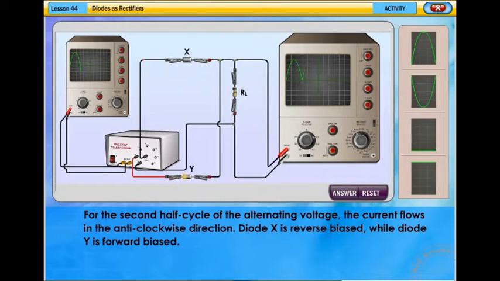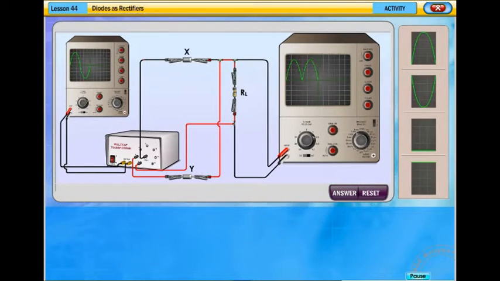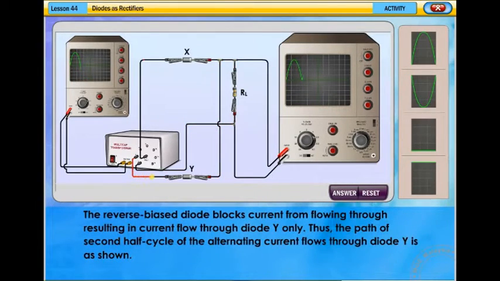For the second half cycle of the alternating voltage, the current flows in the anti-clockwise direction. Diode X is reverse biased, while diode Y is forward biased. The reverse biased diode blocks current from flowing through, resulting in current flow through diode Y only. Thus, the path of the second half cycle of the alternating current flows through diode Y is as shown.